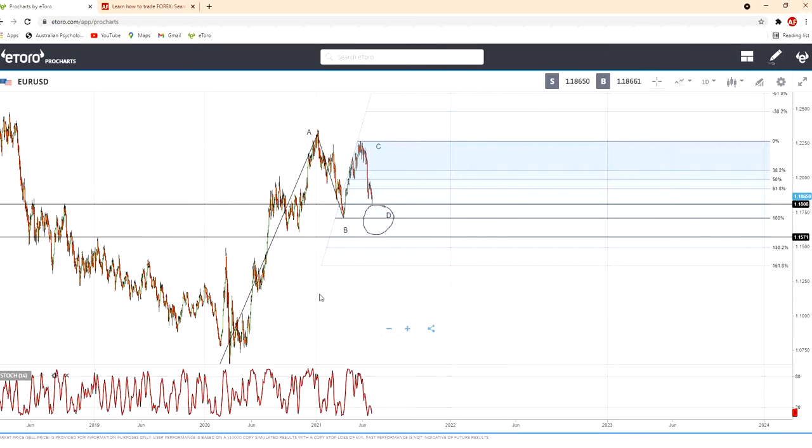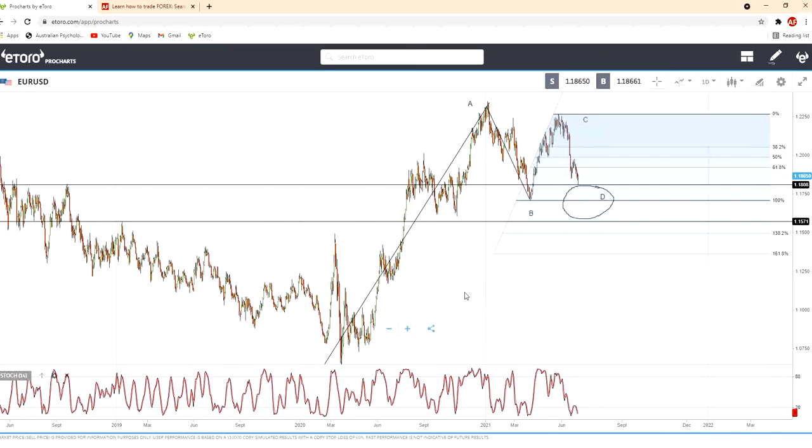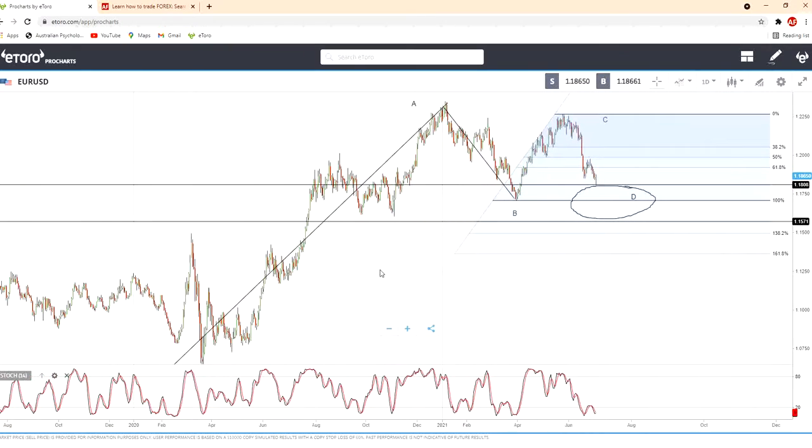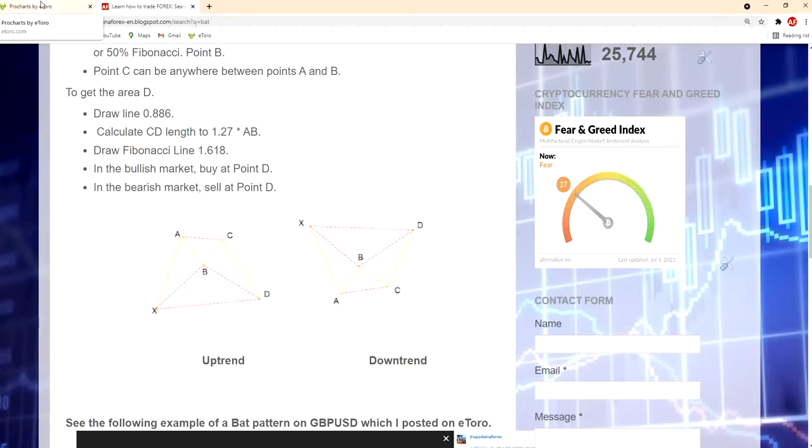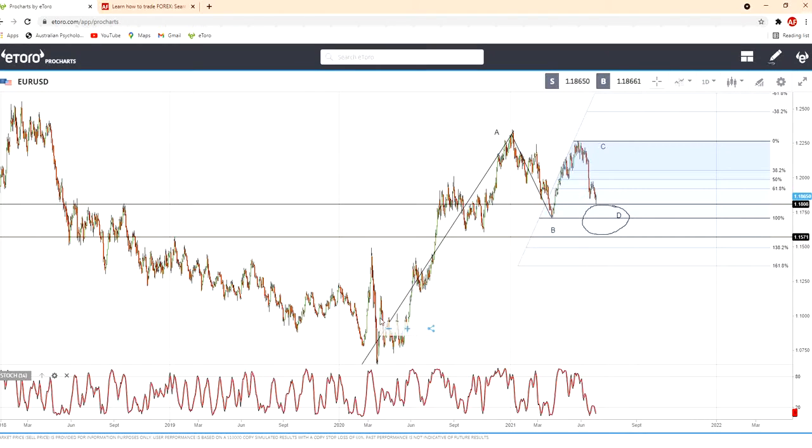Anyway, that was all about this pattern. You can just look at different charts and see if you can find this pattern anywhere. Some other platforms have that pattern as a preset shape, so you can just apply that to your charts. But anyway, this is how you can do it manually.